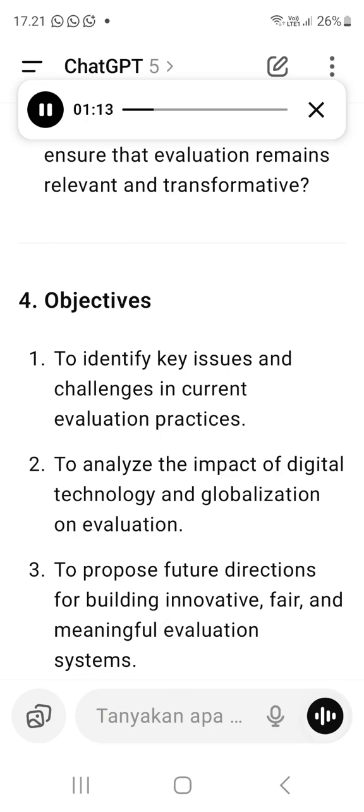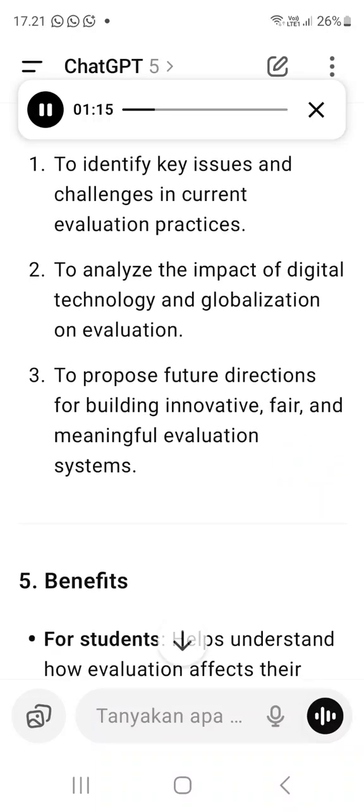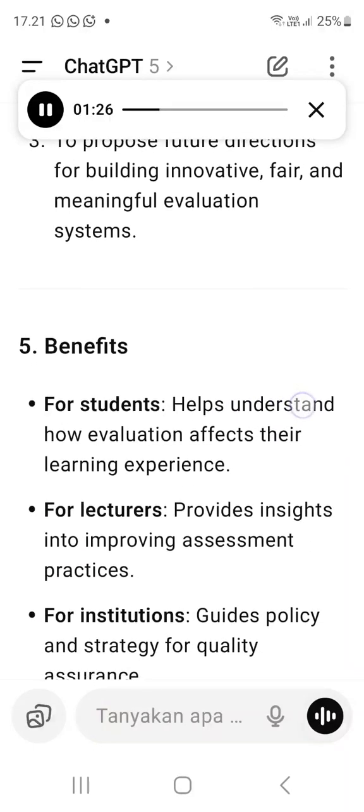4. Objectives. 1. To identify key issues and challenges in current evaluation practices. 2. To analyze the impact of digital technology and globalization on evaluation. 3. To propose future directions for building innovative, fair, and meaningful evaluation systems.